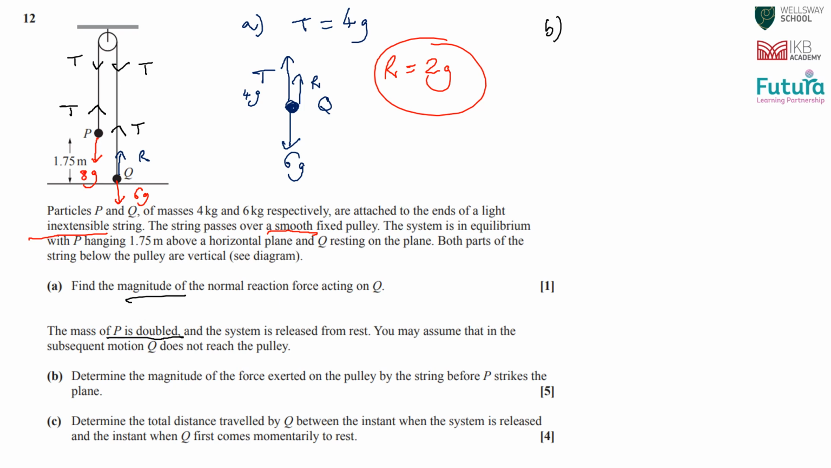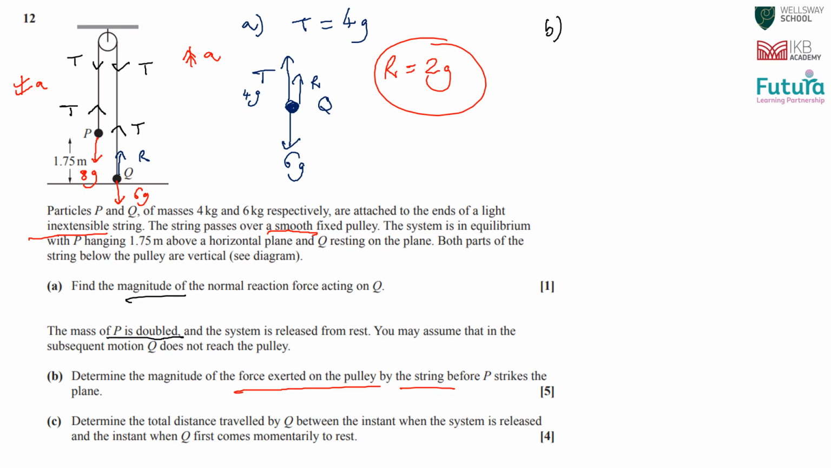You may assume that in the subsequent motion, Q does not reach the pulley. But because P is now heavier, when the system is released from rest, P is going to accelerate downwards like this. Q is going to accelerate upwards like this. Determine the magnitude of the force exerted on the pulley by the string before P strikes the plane, i.e. before P gets to the ground.